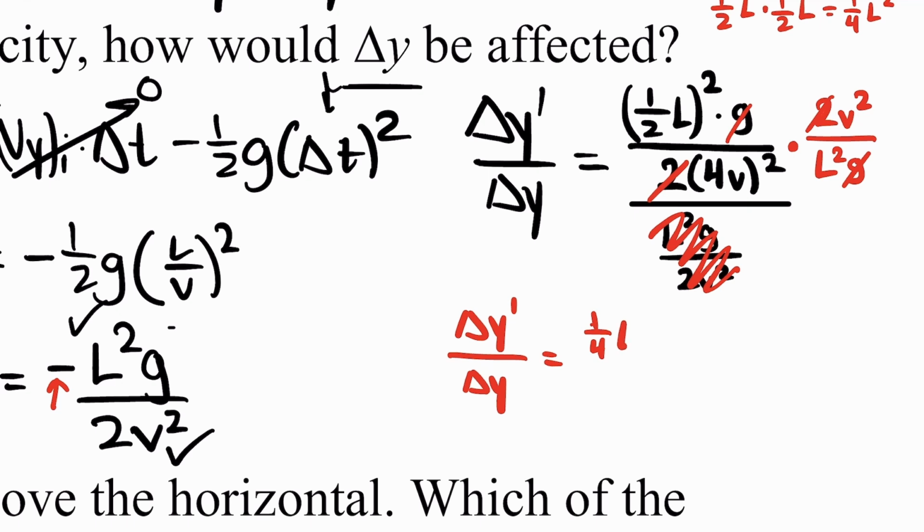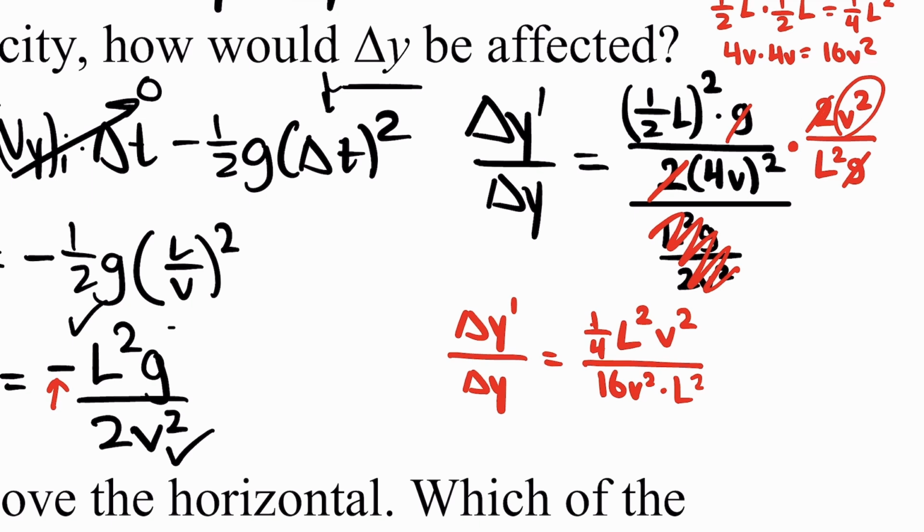1/4 L squared. Coming across in the numerator up here, I have a v squared that is also left over. So it's 1/4 L squared times v squared divided by what's in the denominator, 4v to the power 2. So 4v times 4v is going to be 16v squared. So in the bottom, I'm going to get 16v squared, and I also have this L squared in the bottom. So this was the 16v squared, and this is the L squared that's left over. So I have accounted for everything.